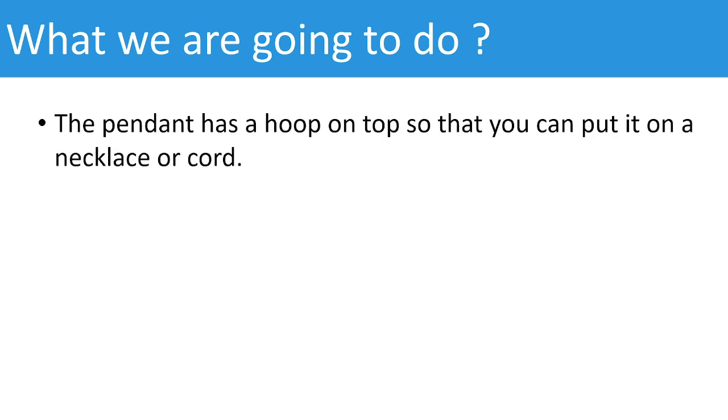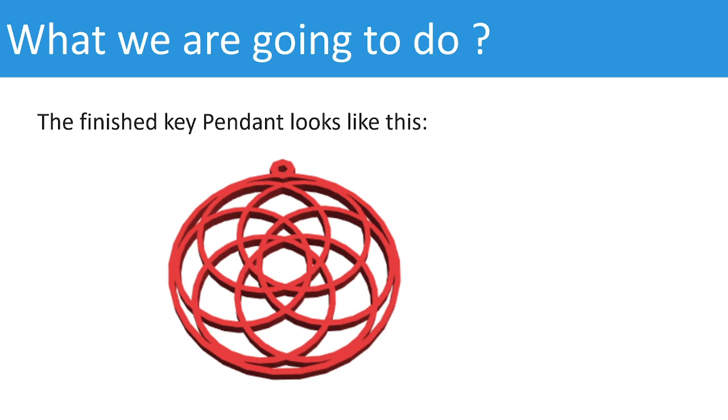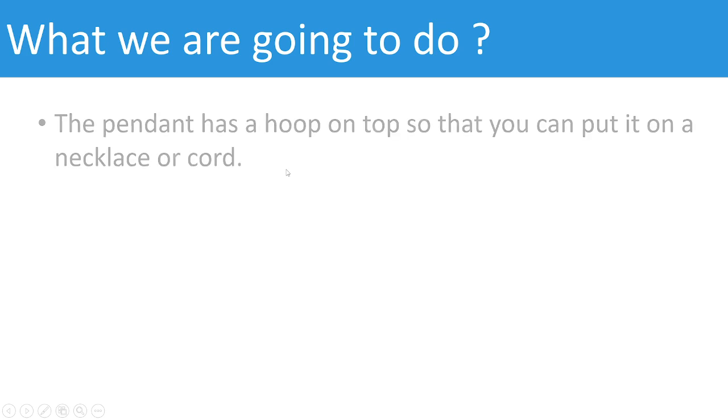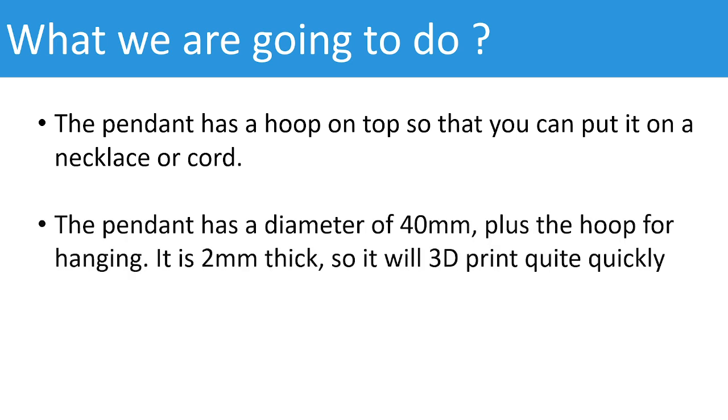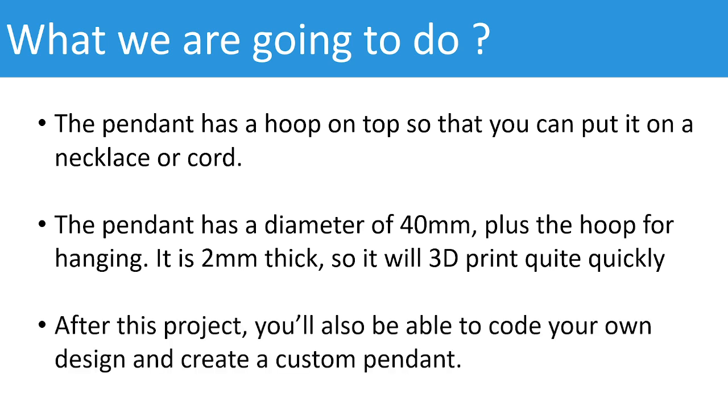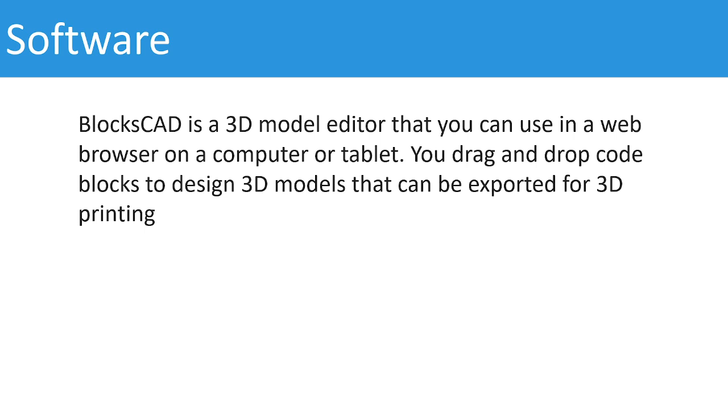The pendant has a hoop, as you have noticed over here, so that you can put it on a necklace or a cord as you like. The pendant has a diameter of 40 mm plus the hoop for hanging. It is 2 mm thick, so it will 3D print quite quickly. After this project, you will be able to code your own design and create a custom pendant.